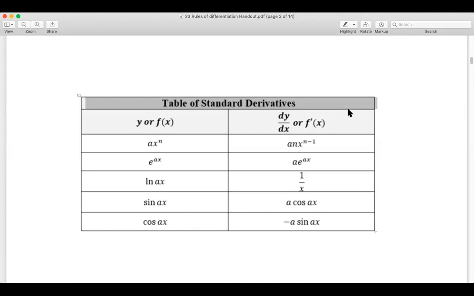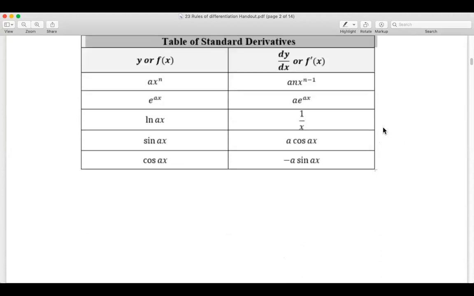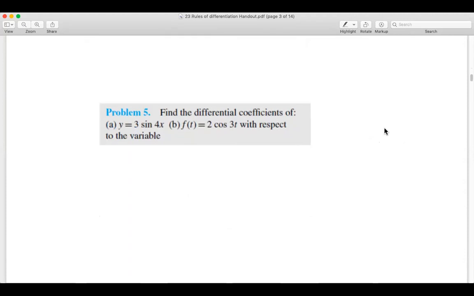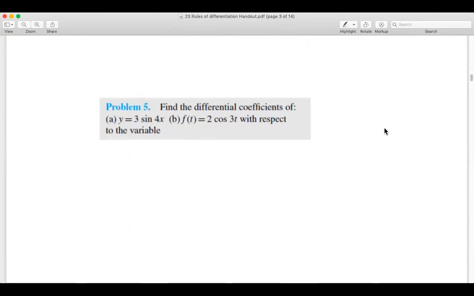So I've included a shortened version of the table of standard derivatives that was issued with the last notes. What we're going to look at now is how we find the differential coefficients of sine and cosine functions. Using this table.